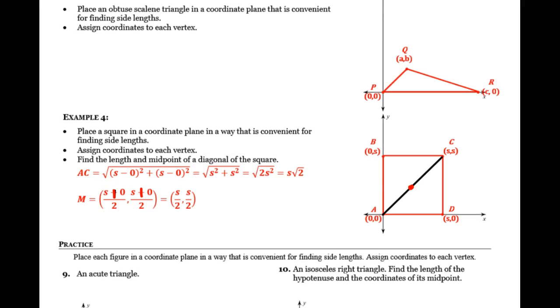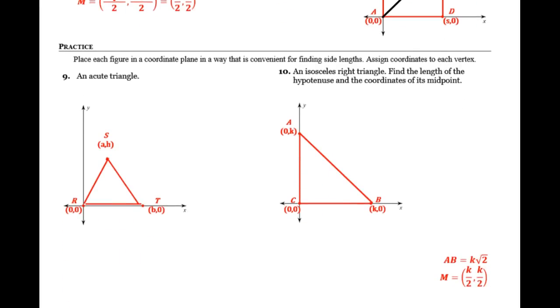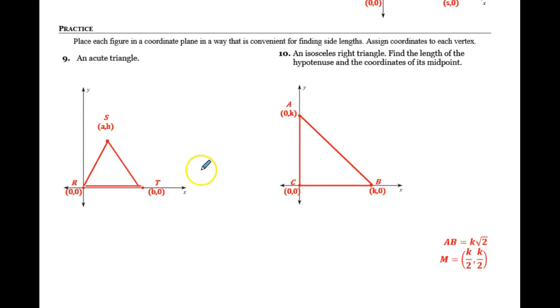Okay, so in the practice, you're going to be doing one example like example 3 and one problem like example 4. So go ahead and pause it and try to do those and then come back and look at the answers. Okay, so you've got an acute triangle with some vertices, and then an isosceles right triangle, and then you were to find the length of the hypotenuse and the midpoint of the hypotenuse.